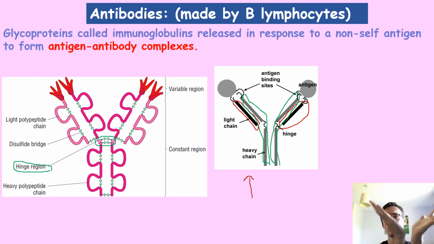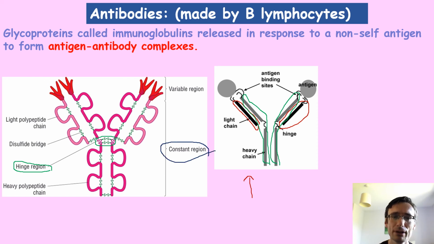You can call it a Y-shaped protein, and the hinge region allows the antibody to hold more than one pathogen at any one time. And then we've got two different areas. So we've got the constant region at one end, and then we've got the variable region at the other end.